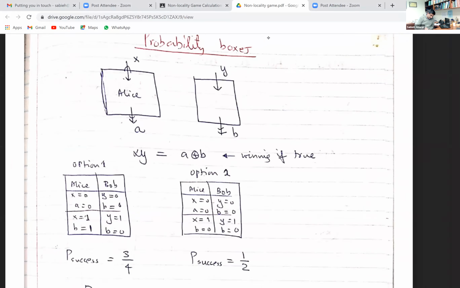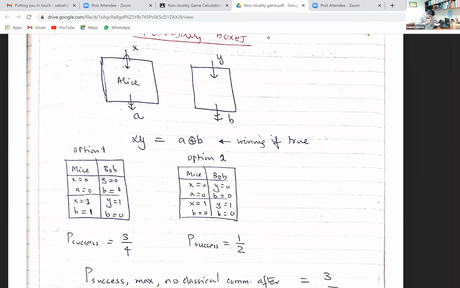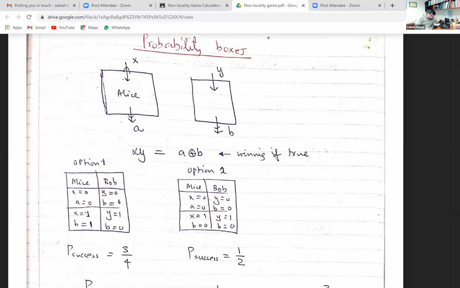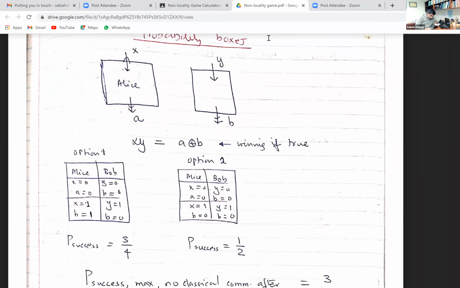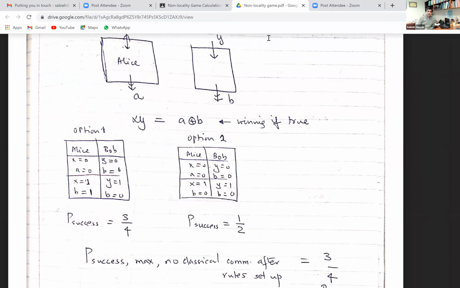So we started off by looking at two boxes, Alice and Bob, and each one of them has an input X and Y and an output A and B, and each of X, Y, A, and B is a classical bit, 0 or 1. And the promise is that Alice and Bob play the game in such a fashion that the product of X and Y equals the exclusive OR of A and B.